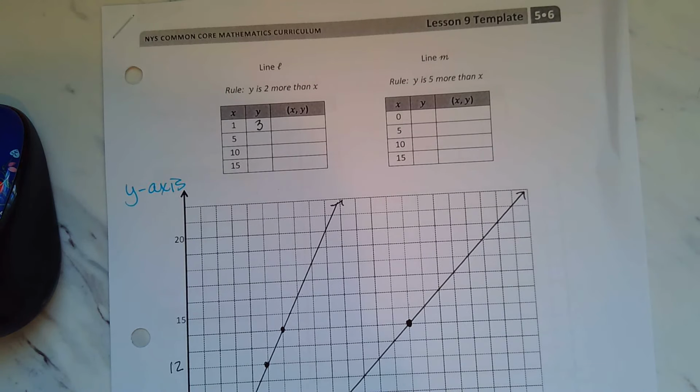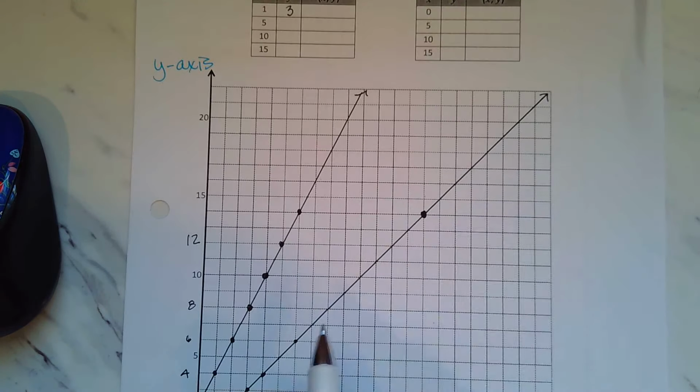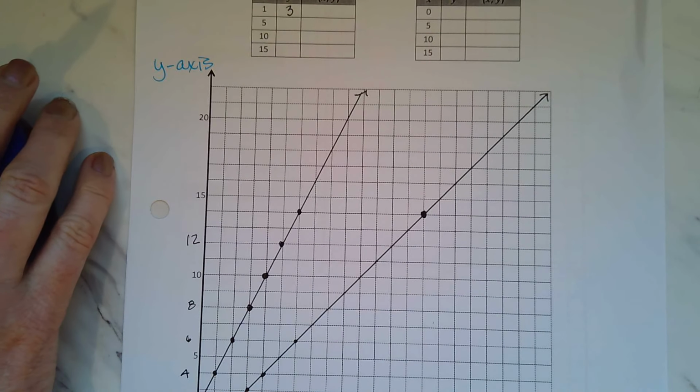All right. So the rule says y is 2 more than x. So if x is 1, y must be 3 because 3 is 2 more than 1. I just added 2 to 1 and got 3 as the y coordinate. So what I want you to do is go through and complete the chart, and then I want you to plot the points and connect the line. Go ahead and do that and come on back.